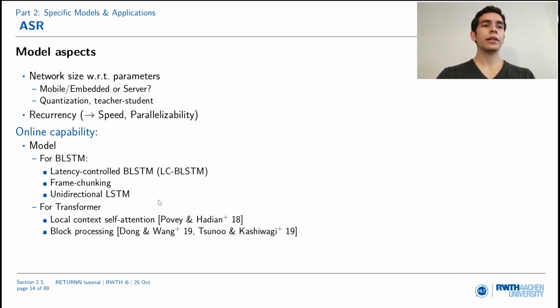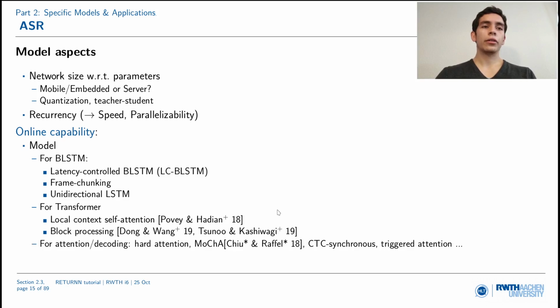For transformer, there are similar techniques such as local context self-attention or block processing. And also in the decoding part, especially for attention, because in global soft attention we have to assume that we have access to the whole input sequence. We can switch to hard attention, where we attend only to a few frames. We can use monotonic chunk attention or various other techniques such as CTC synchronous training or triggered attention. And also we have to consider how well the framework supports our production setting.